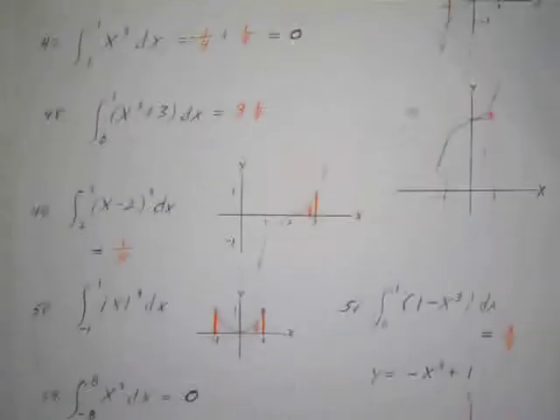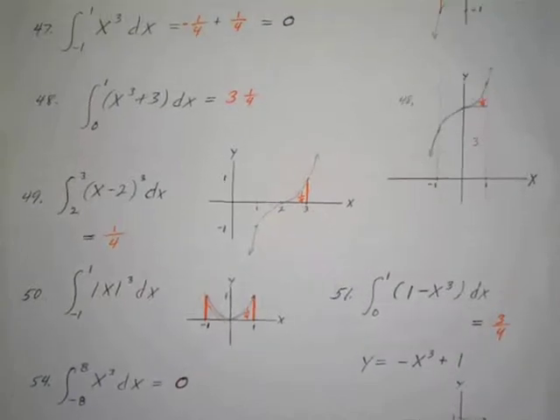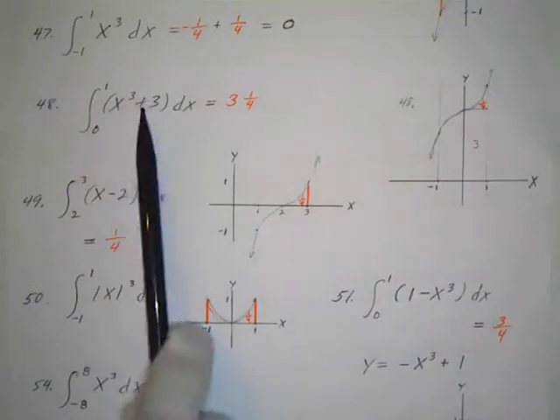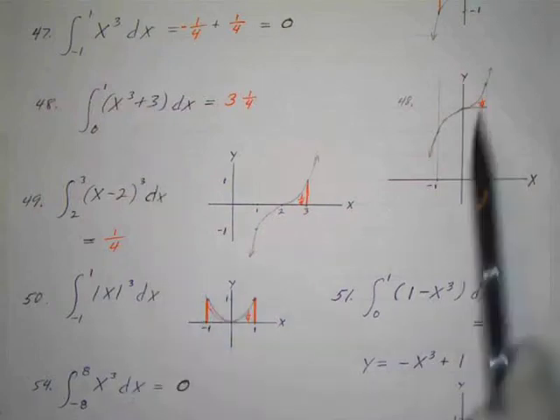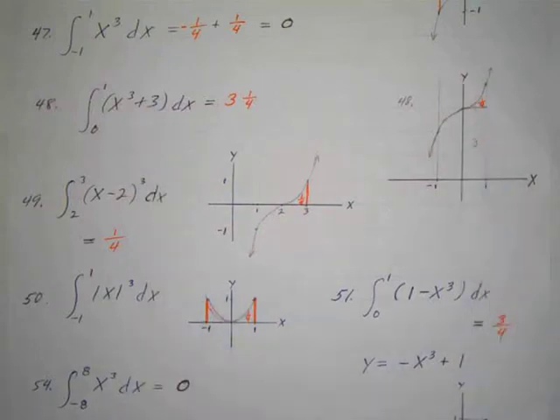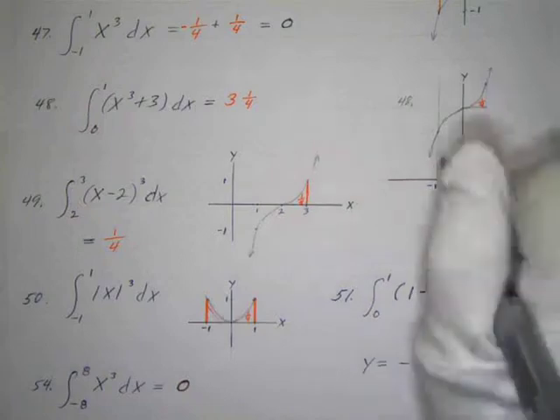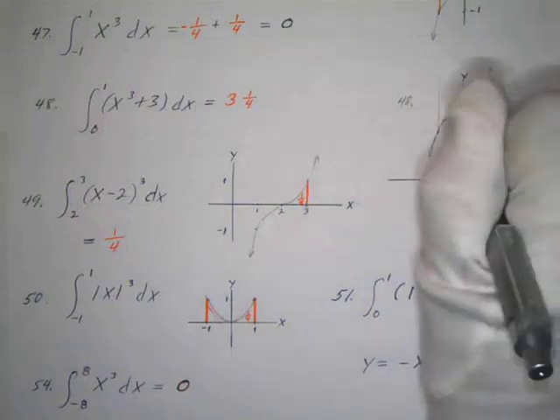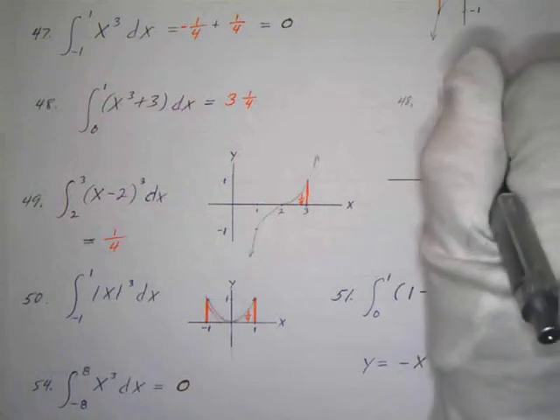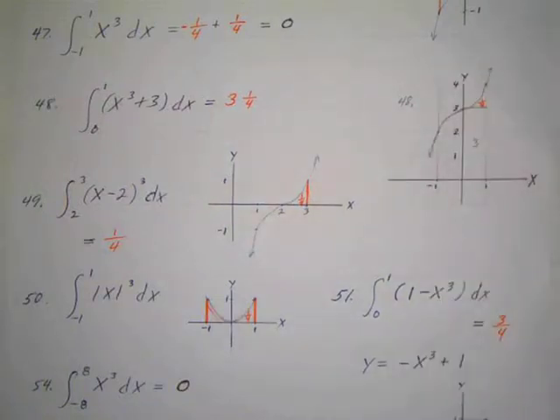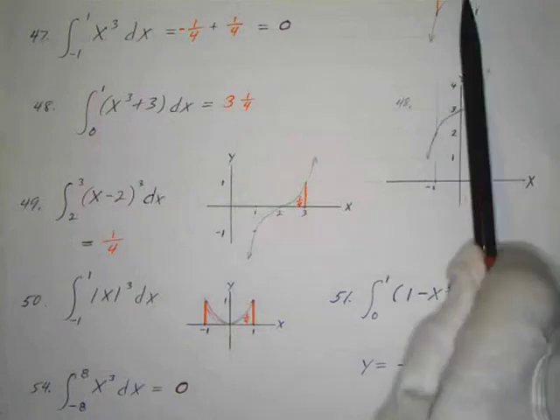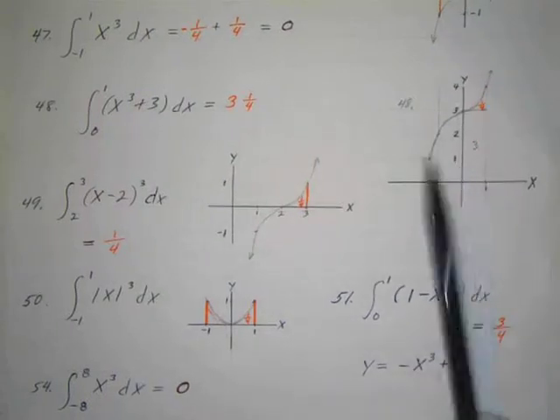Okay, on number 48, I kind of drew a sketch. We're going to have the same cubic function, but with a vertical shift of +3, so I'm going to move it up 3. I should have labeled my points there, sorry about that. This is 1, 2, and 3. So it's shifted up 3 units, and this is going to look the same as this, except for the vertical shift of 3.